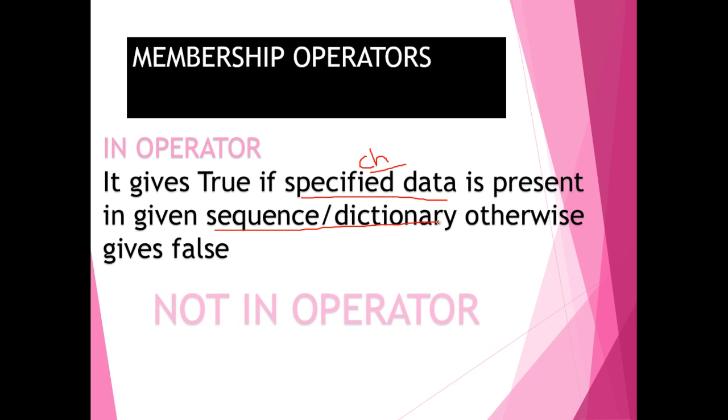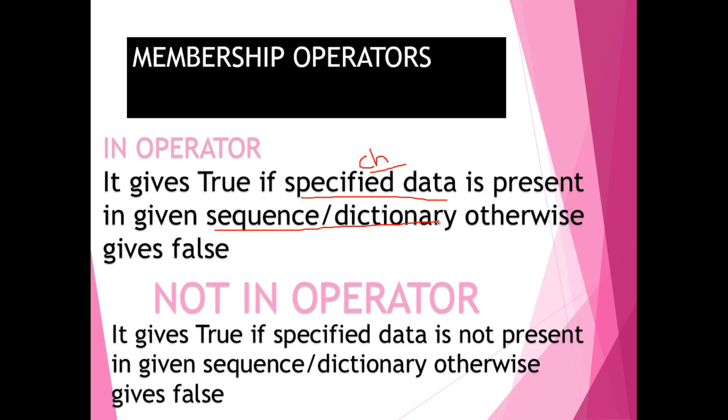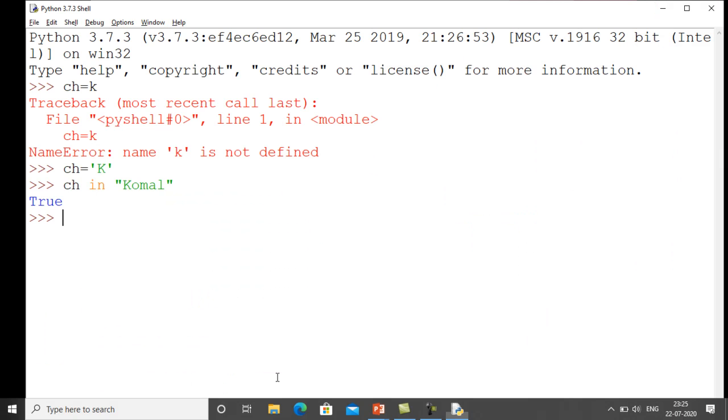Similarly, the next operator is the not in operator. It gives true if the specified data is not present in the given sequence, and if it is present in the sequence, then it gives false. Let me also check this. If ch not in the word Komal, it gives me the answer false. Why? Because the data present in ch, that is k, is present in this word. So that's why the answer for not in is false, obviously.